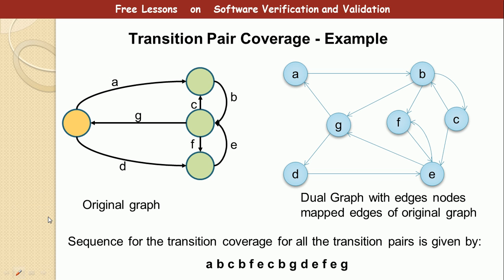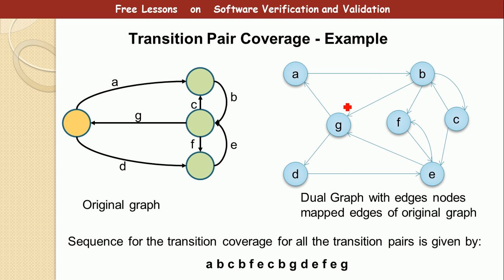Alright, this is the dual graph. Take note that the edges now become nodes. And for an edge to exist in the dual graph, there must be a pair of transitions mapped to one transition. So we have transition A and B mapped to this transition from A to B. That is why we call it transition pair coverage.